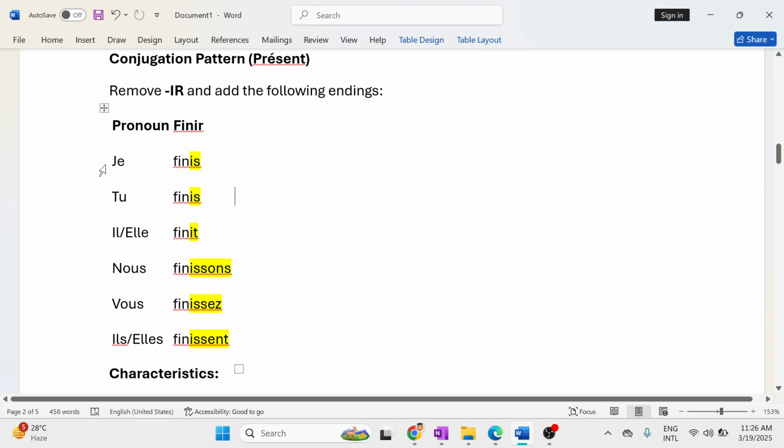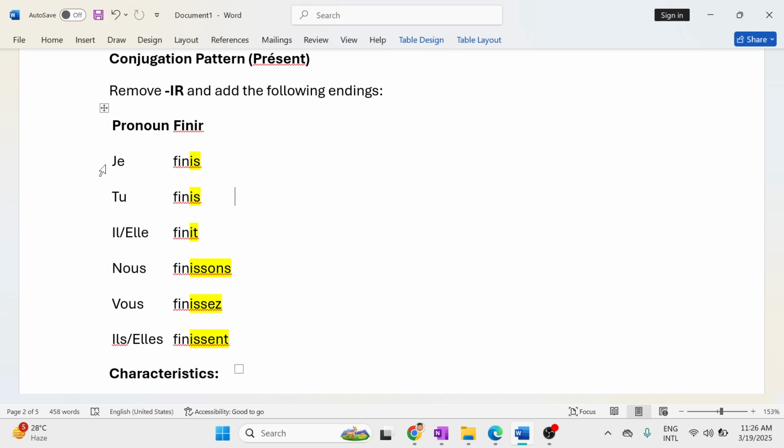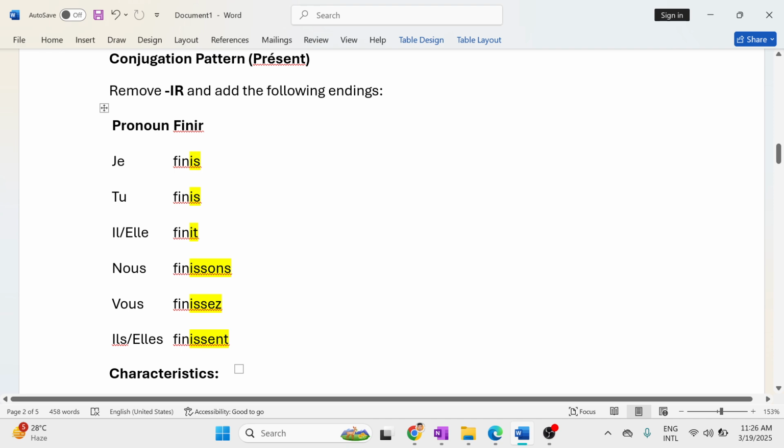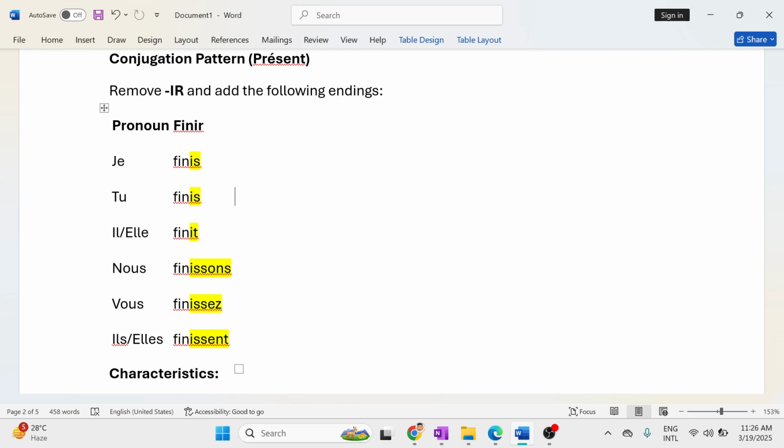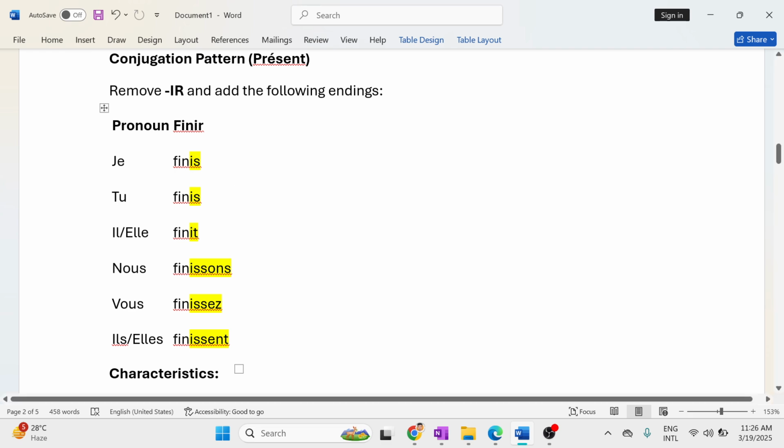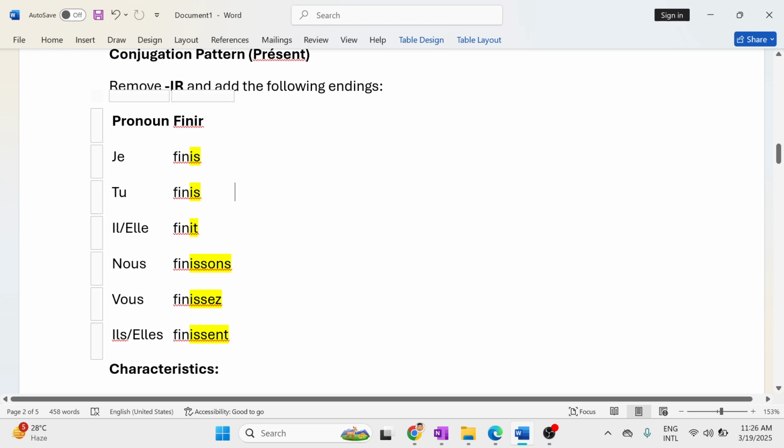Je finis, tu finis, il finit, elle finit, nous finissons, vous finissez, and ils, elles finissent. It's ils, not elles. Finissent. The sound is the same for je, tu, il, elle, right?